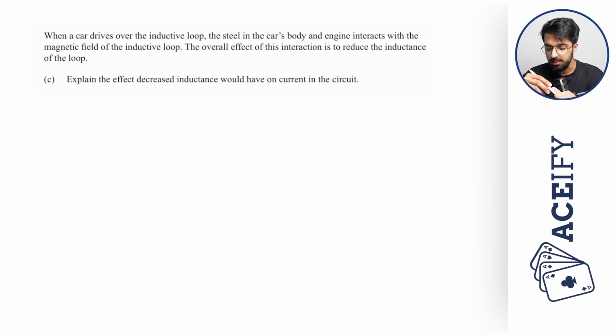When a car drives over the inductive loop, the steel in the car's body and engine interacts with the magnetic field of the inductive loop. The overall effect of this interaction is to reduce the inductance of the loop. Explain the effect decreased inductance would have on the current in the circuit.